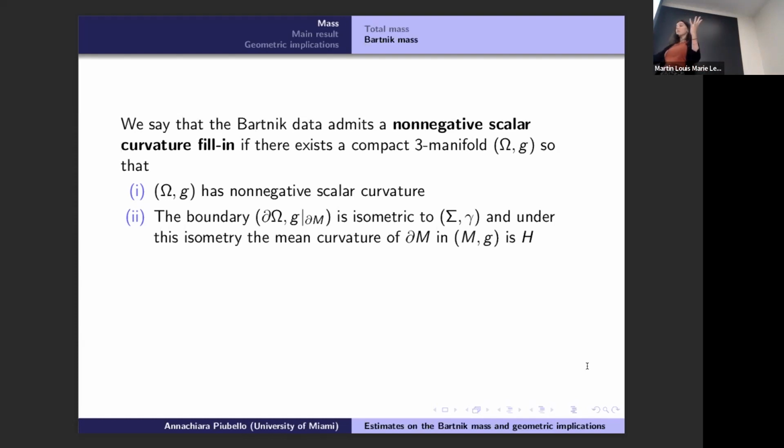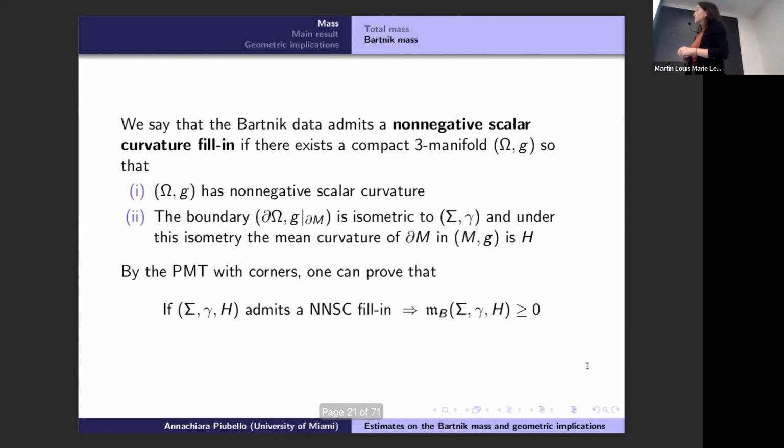So we have the sigma, right? We can imagine finding a compact 3-manifold with no negative scalar curvature, and we require the boundary to be isometric to sigma. So the picture will be something of this sort. We have omega, and the boundary will be isometric to sigma gamma, and it will have the same mean curvature. So again, from a physical perspective, I think this is something that makes sense.